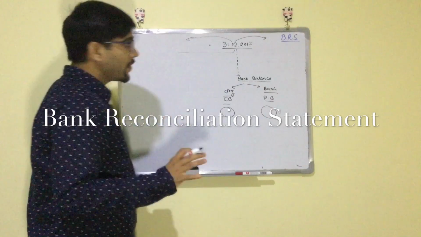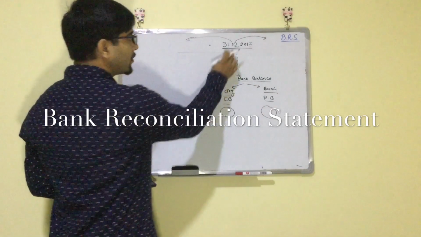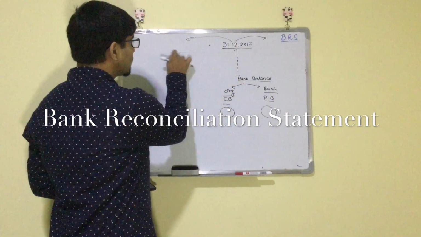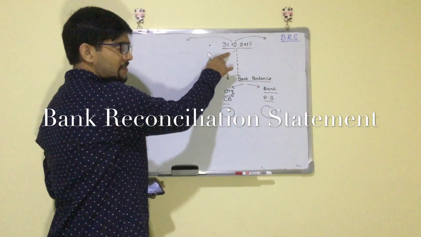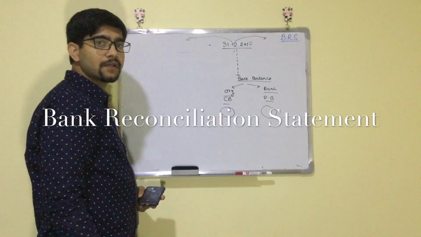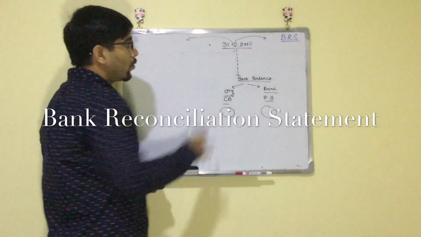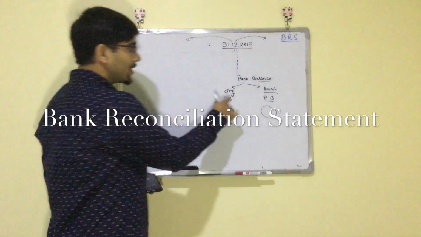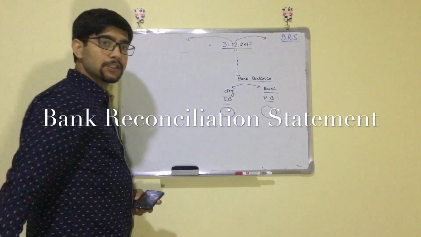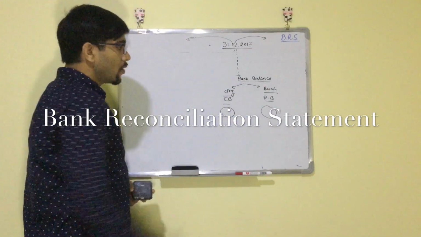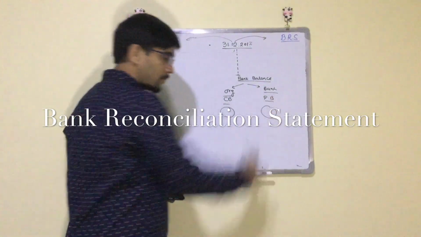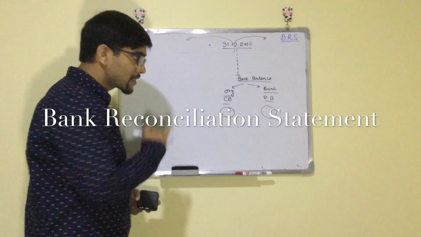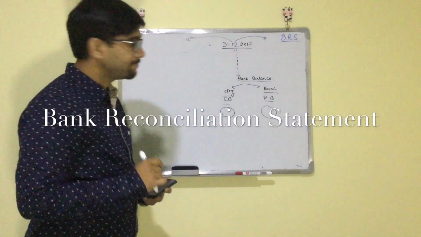So while preparing bank reconciliation statement, if this is the book closing date, then we need to find out what are the transactions that has happened before 31st December 2017. And we need to know what are these transactions which are recorded in cash book and what are these transactions which are not recorded in cash book. What are the transactions which are recorded in passbook? What are the transactions which are not recorded in passbook? And just compare them and find the difference between them.